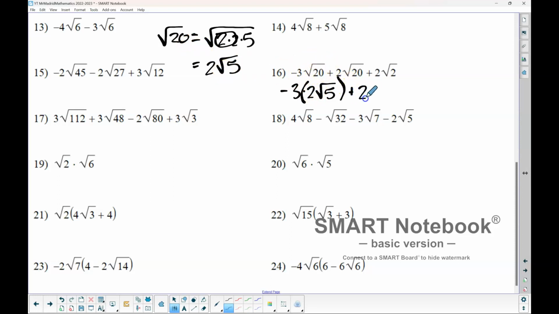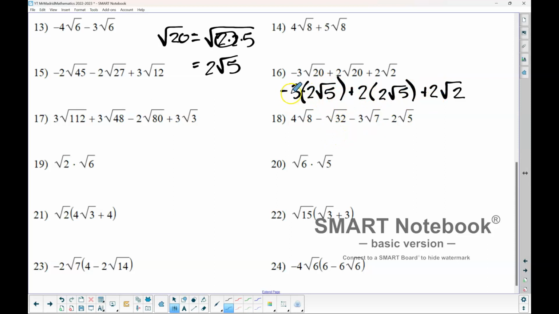Plus 2 times 2 square root of 5 plus 2 square root of 2. Okay. Now the reason you have to do it this way, some of you guys may be like, I can just do it this way. Sometimes when you simplify like this, you'll realize that this may have had a square root of 2, which means you could combine it like that. It's kind of hard to tell, so that's why you simplify so that you can know for sure.